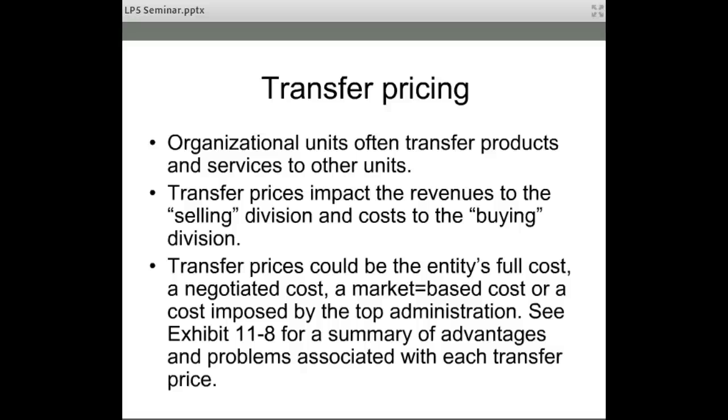So now we get into the accounting issue of transfer pricing. Organization units often transfer products and services to other units. Transfer prices impact the revenues to the selling division and the costs to the buying division. A transfer price could be the entity's full cost, a negotiated cost, a market-based cost, or a cost imposed by top administration. See Exhibit 11.8 for a summary of the advantages and problems associated with each transfer price.